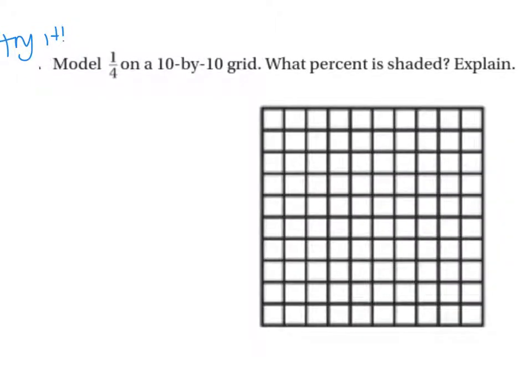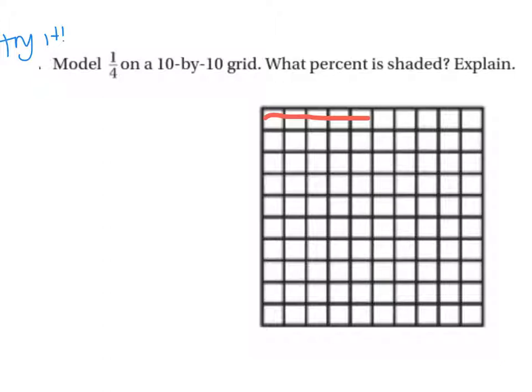Okay, here's another try it problem for you. This one's a little bit different. We take fractions and put them onto a grid. Model 1/4 on a 10 by 10 grid. What percent is shaded? And explain. This one's a level 4 question, so I want you to go ahead and try it on your own. Okay, so I want to think to myself, if I was going to split this grid into 1/4, I would think draw a line halfway and halfway. So let's see if I can make that happen. I think that'd be right about here.